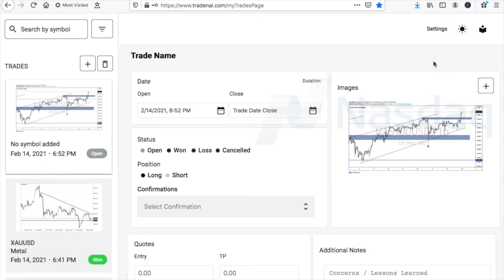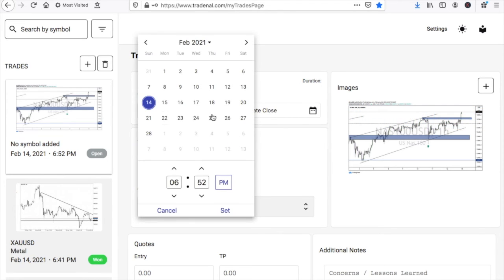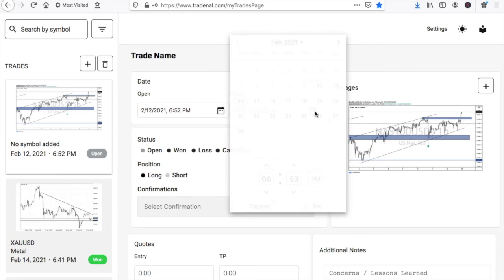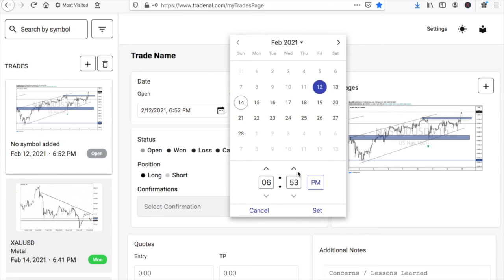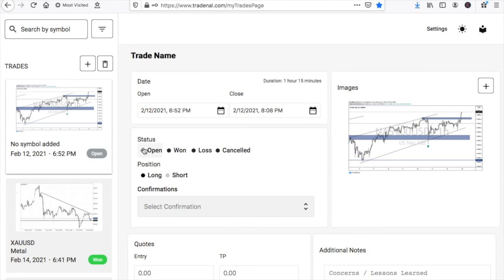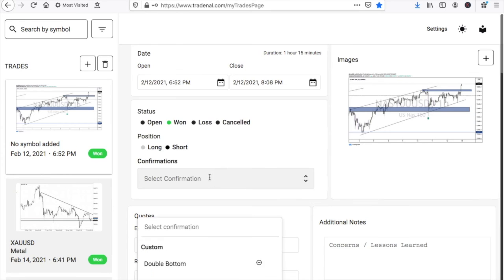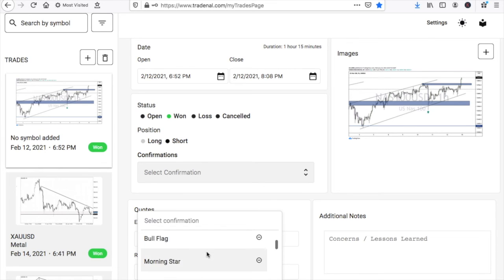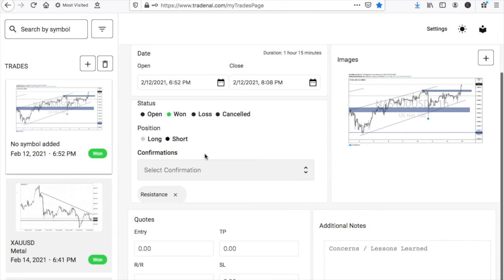Click there. So the date we took the trade, we can say that's the 12th. Set the date we closed it. It was the same day, but maybe we can just change the time. Yeah, this one was a break-even trade, cancelled, or we can just say 1. Then position was short, confirmation, trend analysis, support, resistance, so we can say resistance.